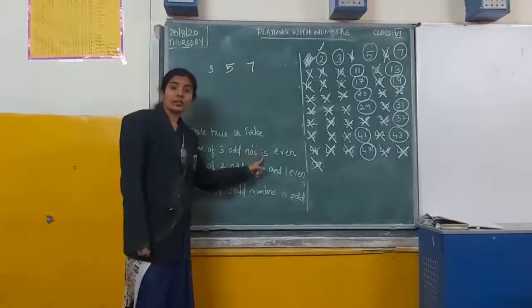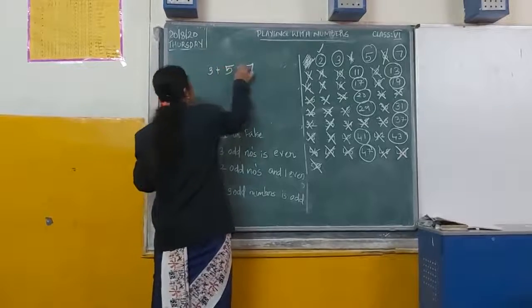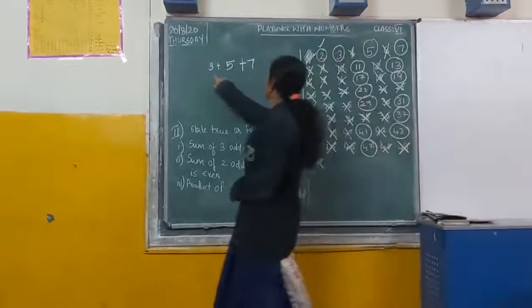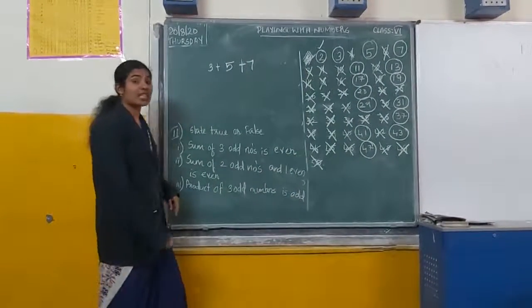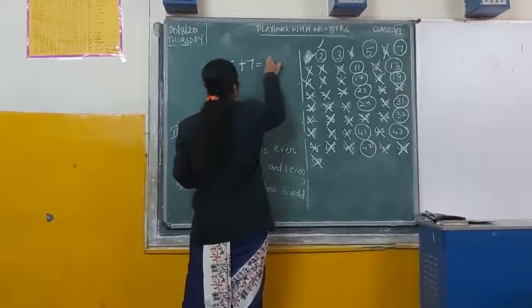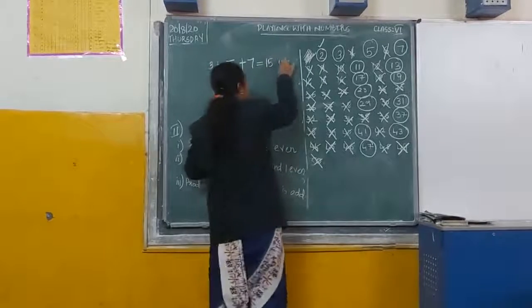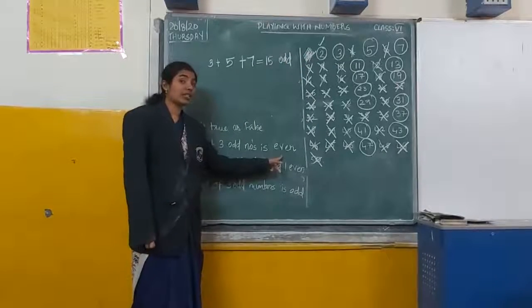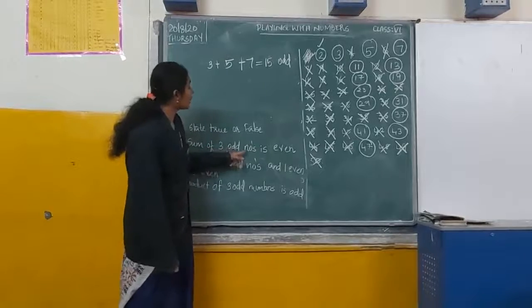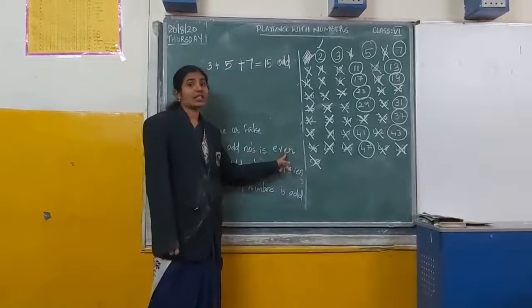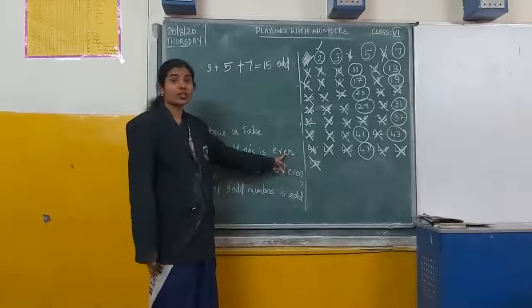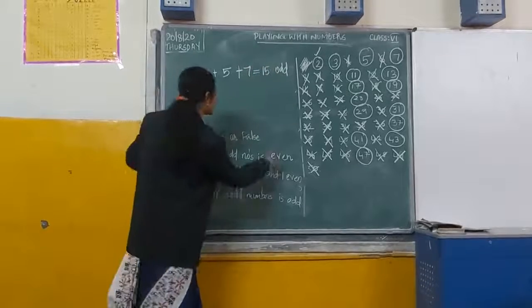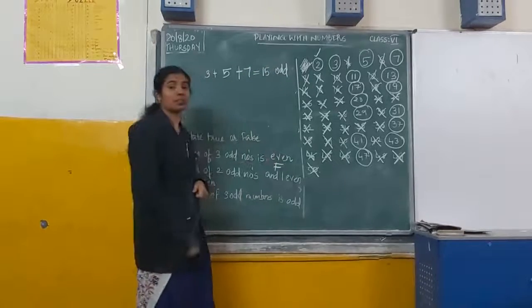Sum of three odd numbers means you should add these three odd numbers. What will you get? 3 plus 5, 8. 8 plus 7, 15. Is it even or odd? That is an odd number. But in this statement, what is given? Sum of three odd numbers is even. Is it true or false? That is false. What is the reason? From this example, you are getting the sum odd. That means this is a false statement.